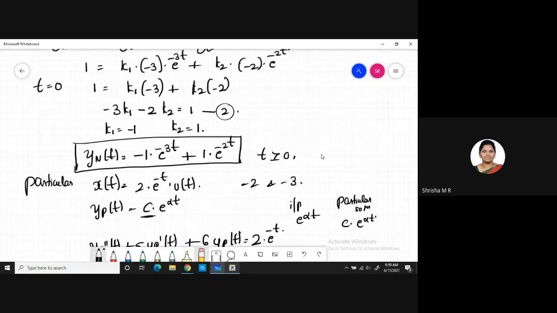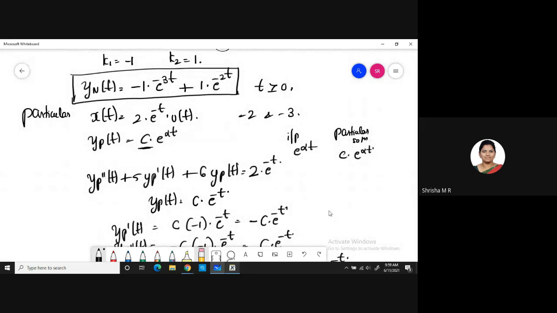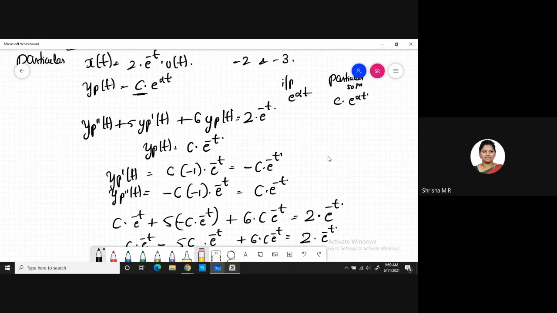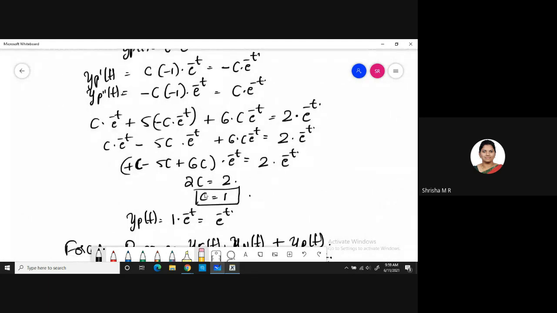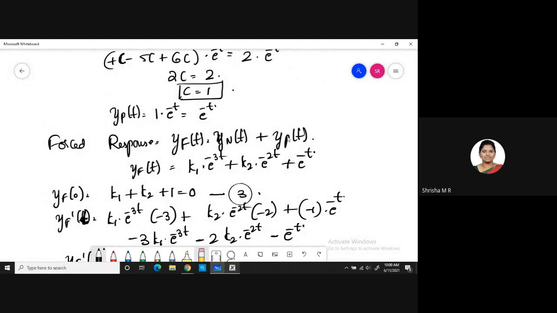After finding the natural response, you will be finding the forced response. For the forced response, you need the particular response and natural response. So try finding the particular response. For that, you will write the particular response in the form of the differential equation, right? So you'll find out the constant and you'll get the particular response. So forced response is natural response plus particular response.